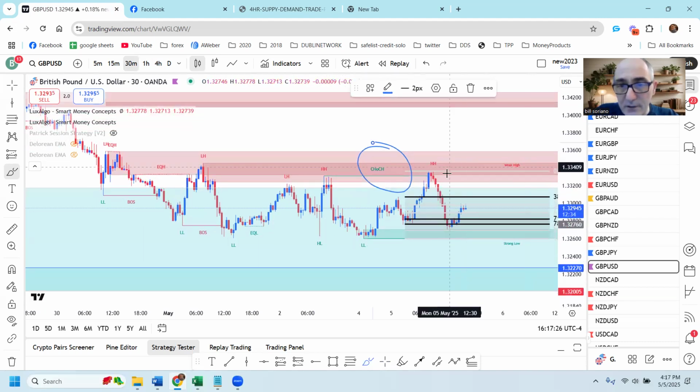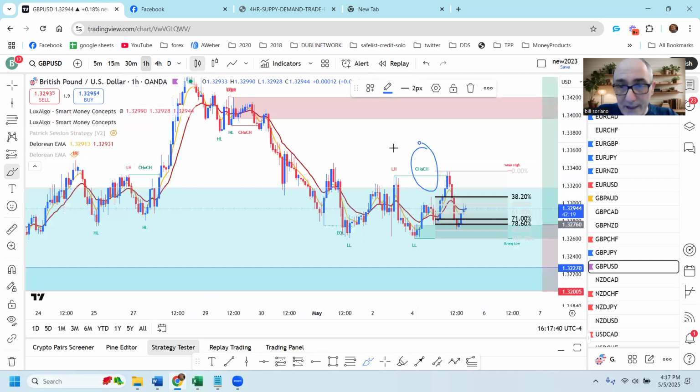And right here, we get that break of structure that gives us the actual change of character. This candle right here, right? We like impulse candles like this to give us our buy or sell shift and also our change of character, okay? So now if we go back to the 1 hour, what are we going to do?